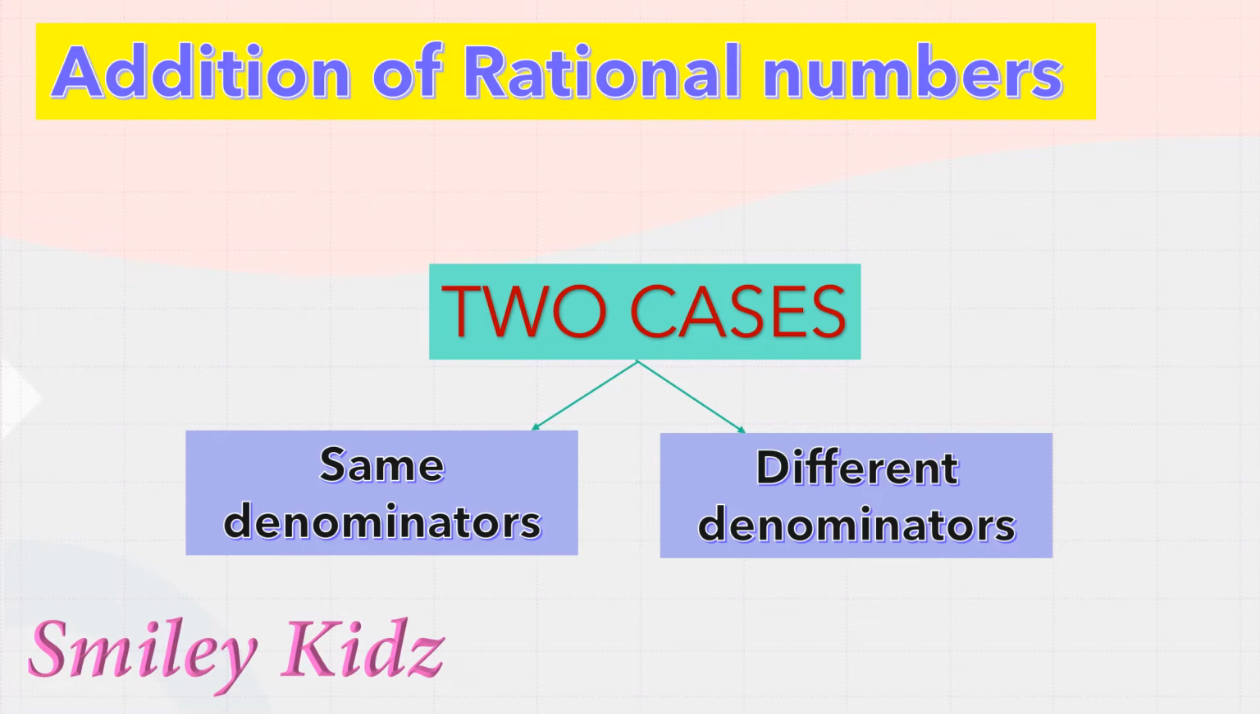Addition of rational numbers. While solving addition of rational numbers, you need to remember these two cases. First case, same denominator. Second case, different denominators. So let's see a few examples on these two cases and let's try to solve the addition of rational numbers.